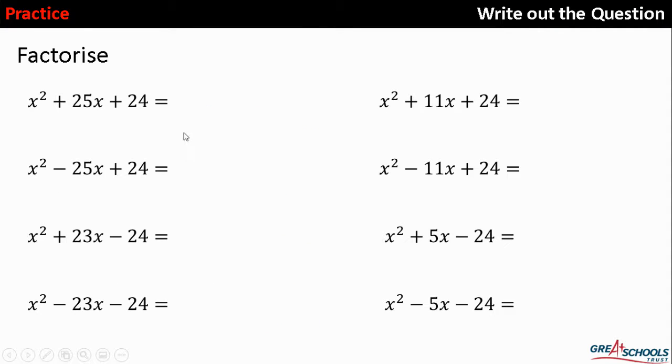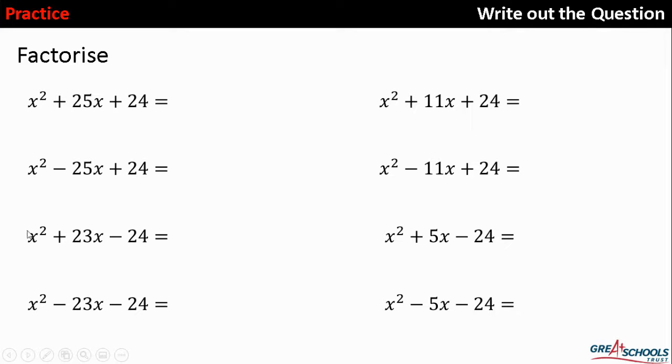Okay, here are some more to do, and again we've got a complete mixture here of pretty much all the different combinations you can have, and you'll notice in all of these, the final number in the quadratic expression is 24. So it's looking at all the possible variations of positive and negative numbers you can have. And if you can do these, then you're well on the way to being able to factorize a quadratic expression.